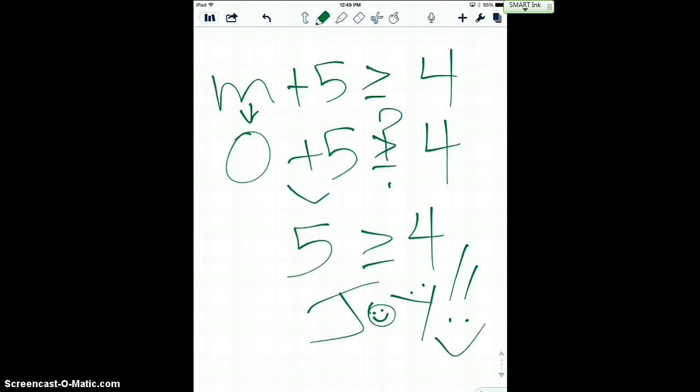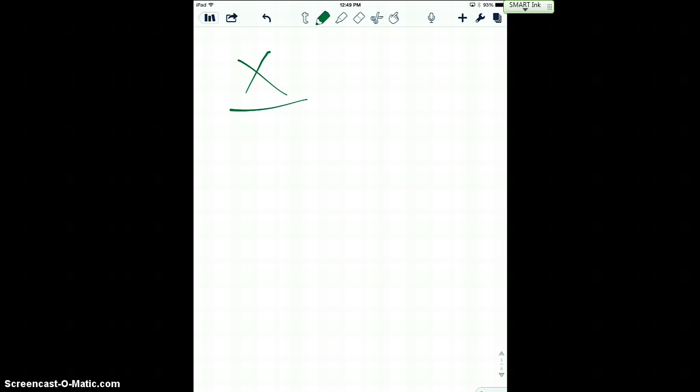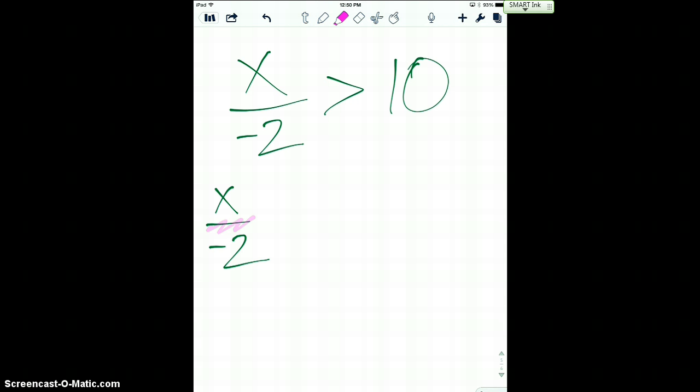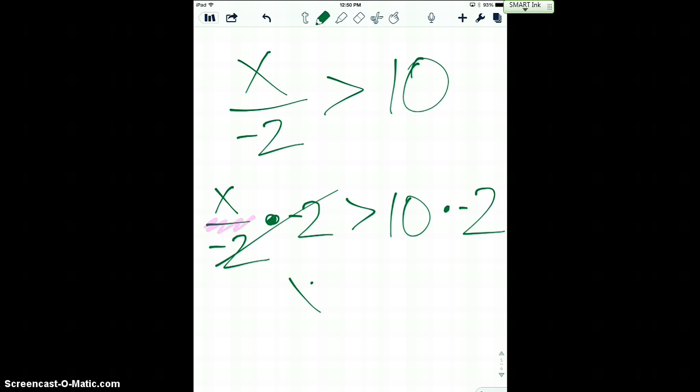X divided by -2 is greater than 10. Okay, what do we gotta do? We gotta get rid of the division by -2. So we're gonna multiply by the number we want to go away, -2. I do the same thing to the other side, just like solving equations, you guys. And now these cancel out, and I'm left with x.